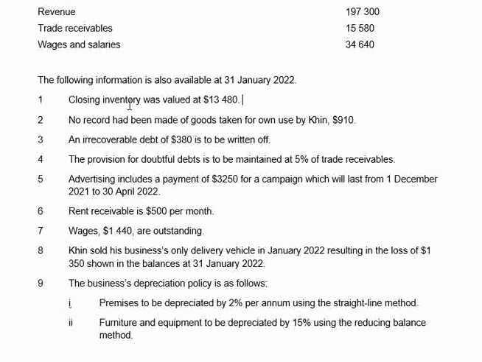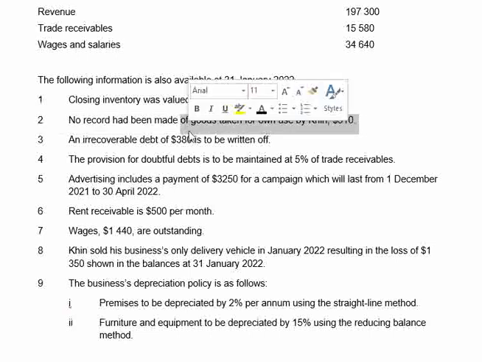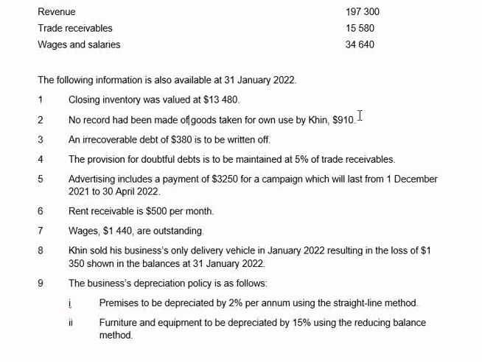First of all, we have been given closing inventory of 13480. The second adjustment says no record had been made of goods taken for own use by Khin, 910, meaning the owner has made some drawings of goods, 910, which have not been recorded. So this will decrease your purchases and definitely it will increase your drawings.